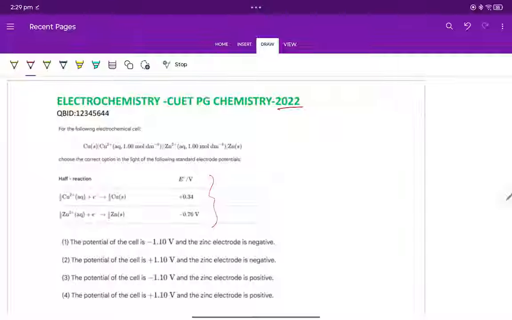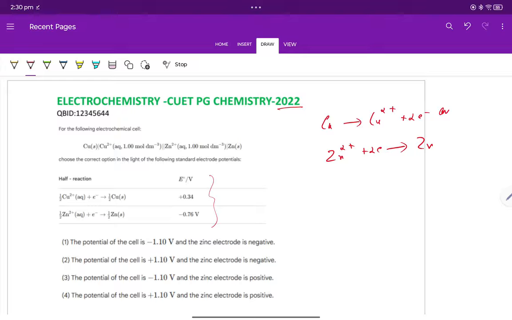So here it is written as Cu2+. What is the anode reaction? Anode reaction is Cu giving Cu2+ plus 2 electrons. And what is the cathode reaction? Cathode reaction is Zn2+ plus 2 electrons giving you Zn. So this is the anode and this is the cathode. So how to write the cell reaction?